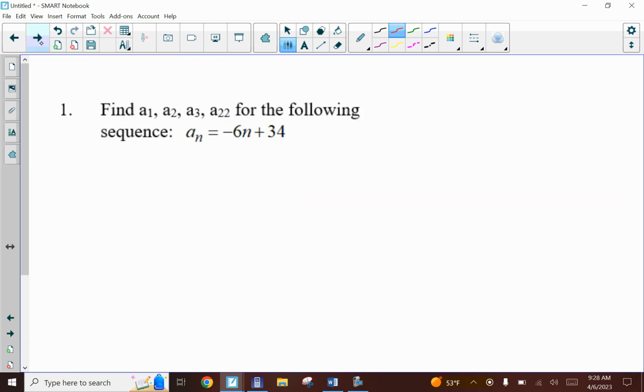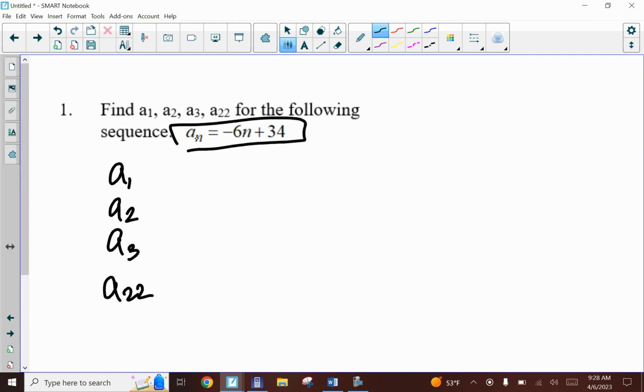So we're going to just go right into it. This question says find A1. A1 is the first term, A2 is the second term, A3 is the third term, and then A22 is the 22nd term. So that means we have to use the nth term formula. Actually, not even. They gave us the formula. It's right here. And by the way, this is an nth term, which is also referred to as the explicit.